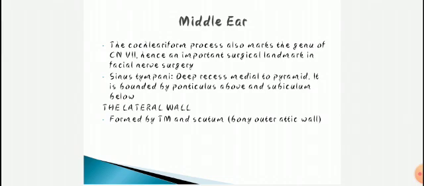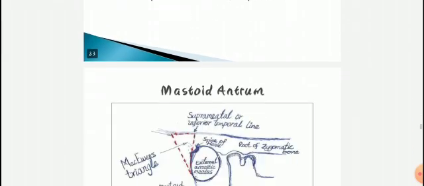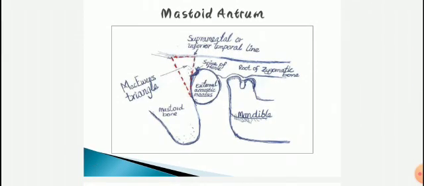The lateral wall of the middle ear is formed by the tympanic membrane and the outer attic wall. This is showing the mastoid antrum. This MacEwen's triangle is a very important surgical landmark, and whenever we go for cortical mastoidectomy, the antrum lies about 1 to 1.5 centimeter deep to MacEwen's triangle.